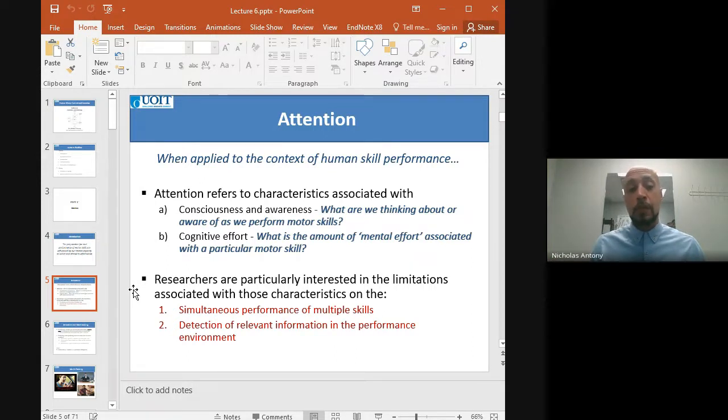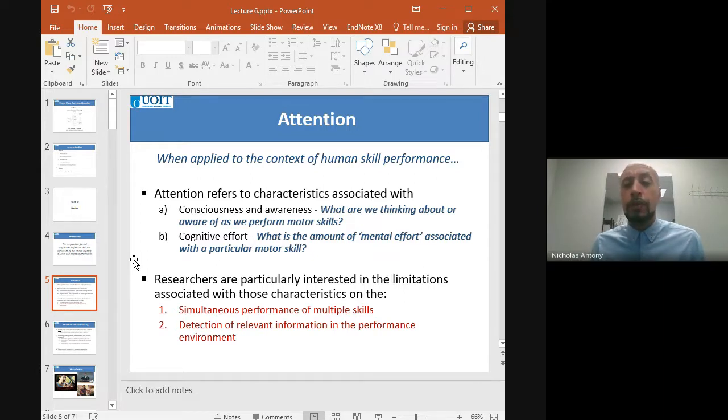So we're going to be discussing a lot about multitasking. When assessing attentional demands of performers doing different motor skills, researchers wanted to analyze what people were attending to when they're simultaneously performing multiple tasks, as well as whether there was a difference between beginners and experts in what they would be attending to as they're performing a motor skill.